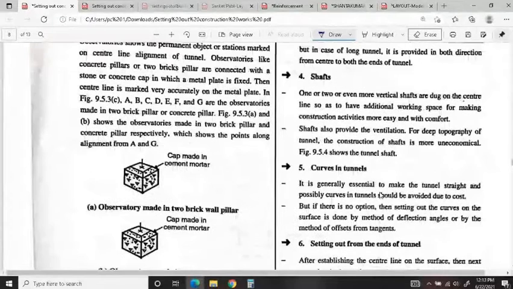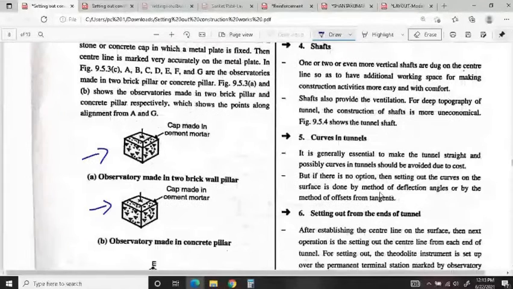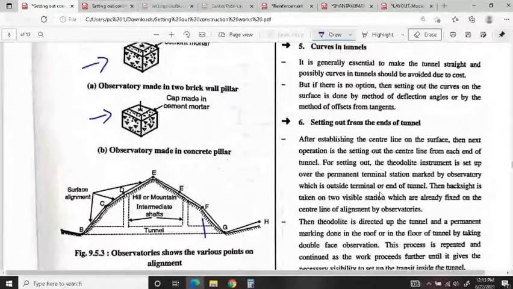Pillars of this central line alignment, as you have done for determining the permanent benchmarks. It may be either a brick pillar or a concrete pillar.